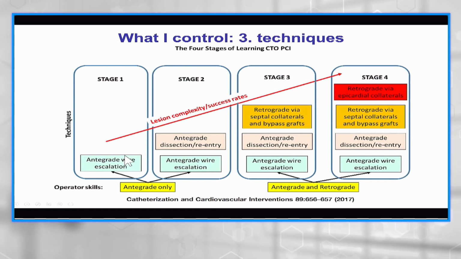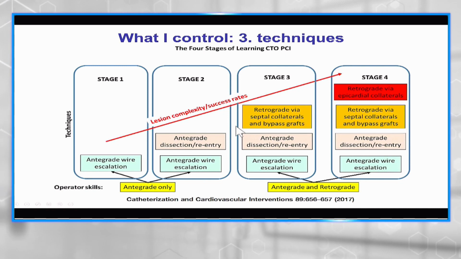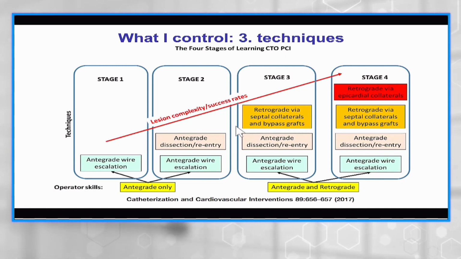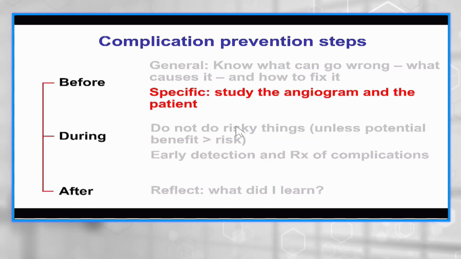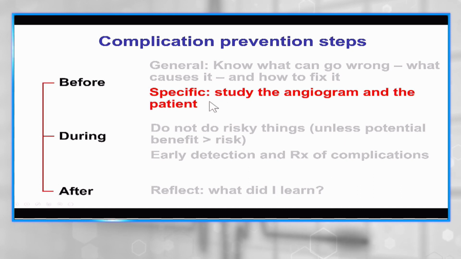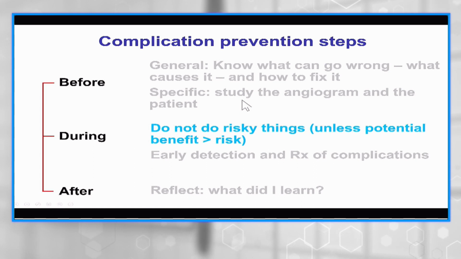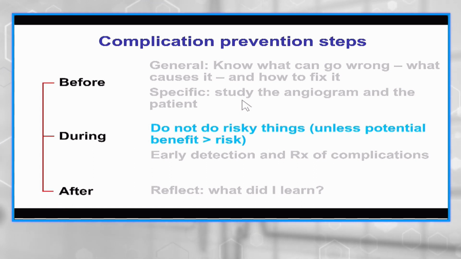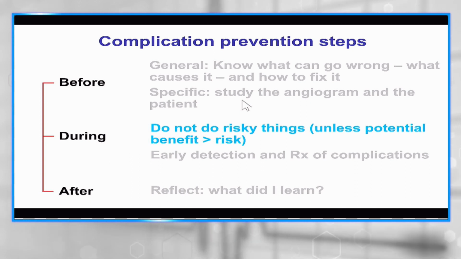Also, it is important to start with easier cases and then do more complex techniques and more complex cases as you gather more experience in your CTO PCI armamentarium. The other thing we can do is to be very knowledgeable about the angiogram and the patient. Understand the indication, understand the anatomy, and what we can do if something goes wrong. During the case, don't do very difficult and potentially risky things unless those risks are counterbalanced by significant anticipated benefit.